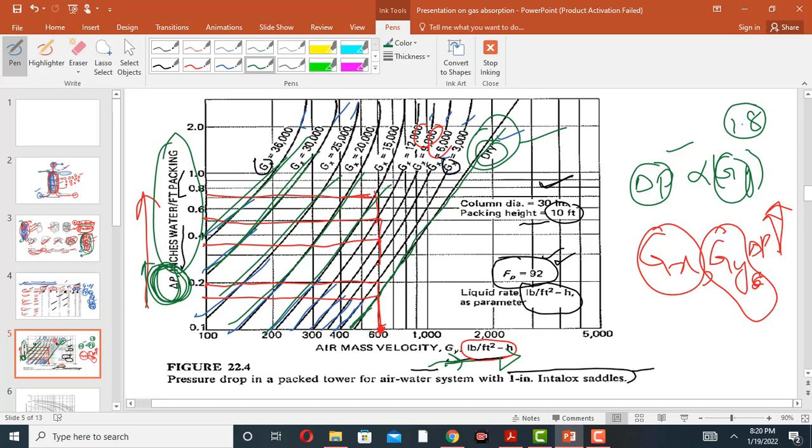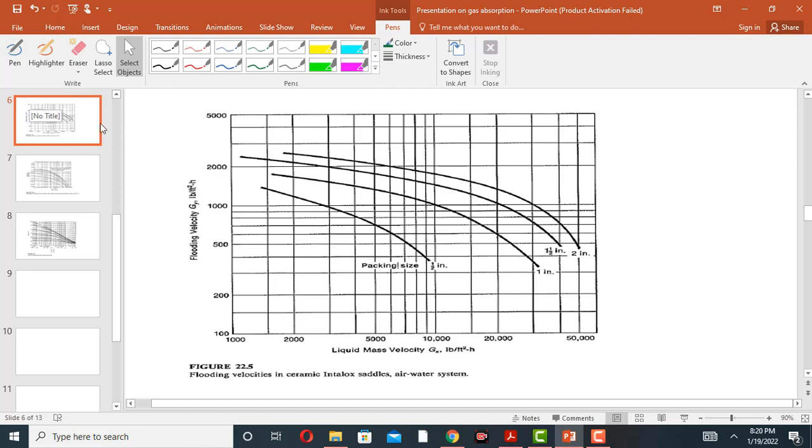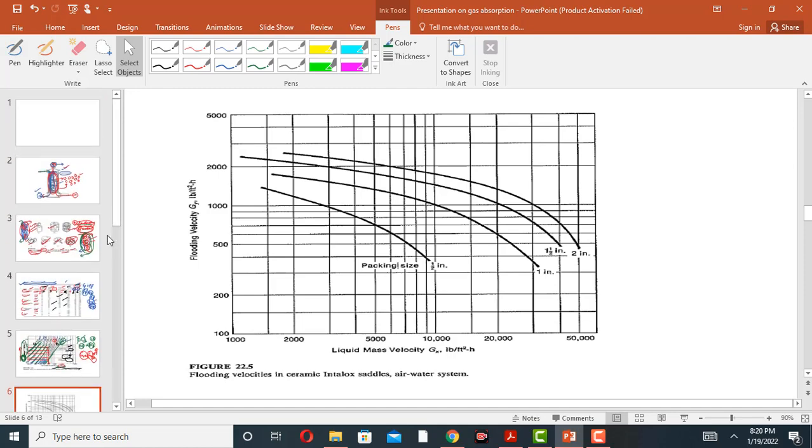Similarly, when water is coming from the top, there will be a friction between the packing material and the liquid. So, due to this friction, the pressure drop will occur in the packed tower, which is nothing but delta P, and its unit is inch of water per feet of the packing material. So this was all about the pressure drop and the packing material.